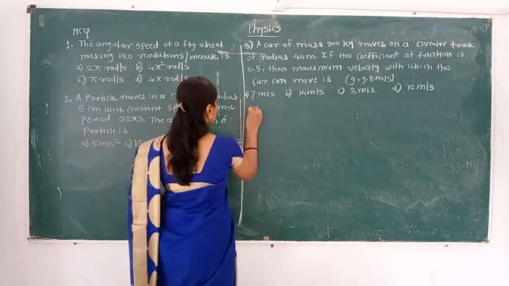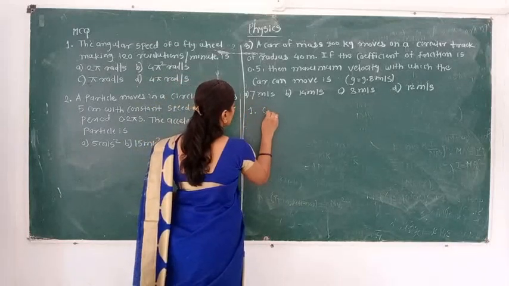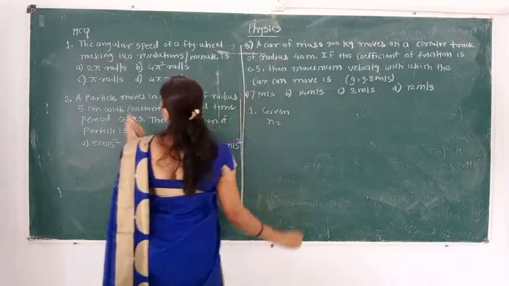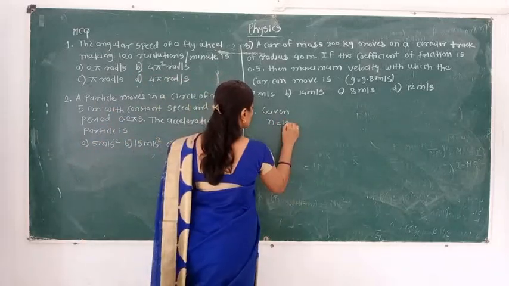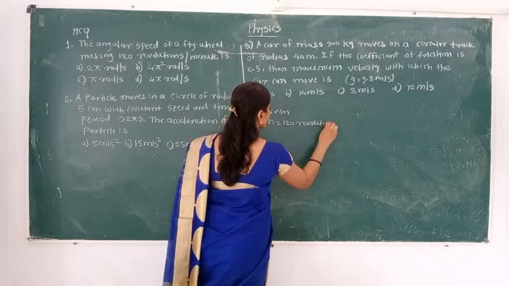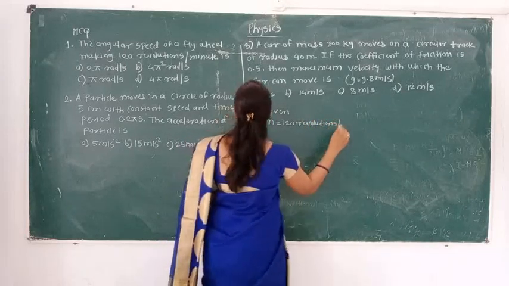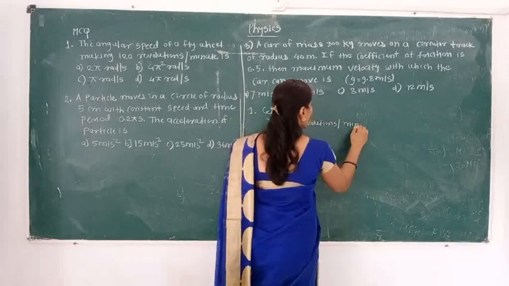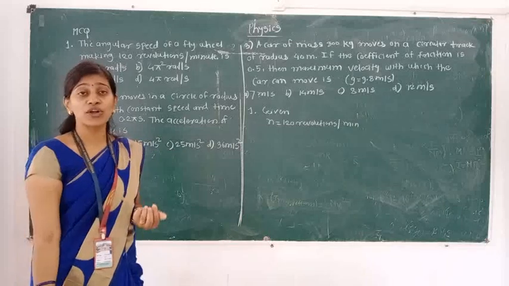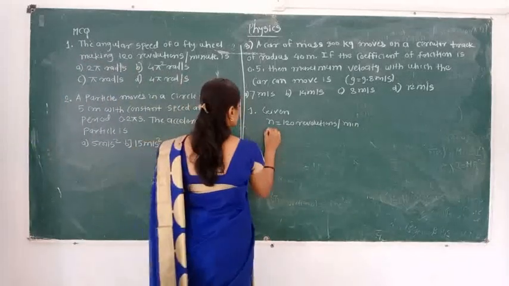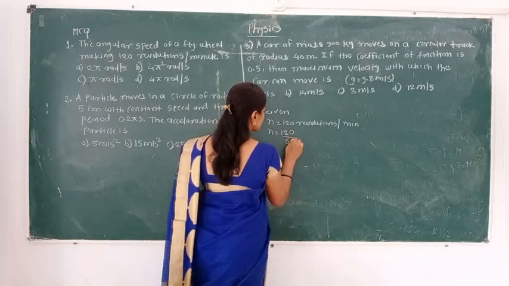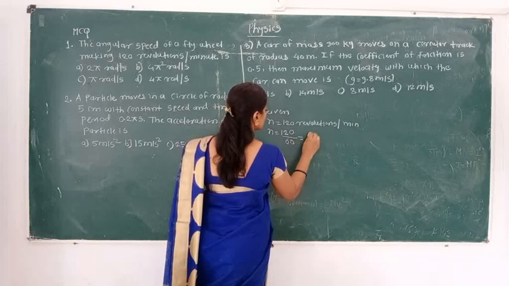So we will solve the first one. In that, we will see what is given. The n is given to us. N is how much? It is 120 revolutions per minute. If we see, all our answers are in seconds, so we are going to convert that minute into second. So here we are getting 2 seconds.